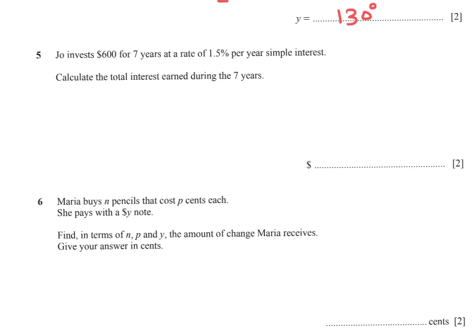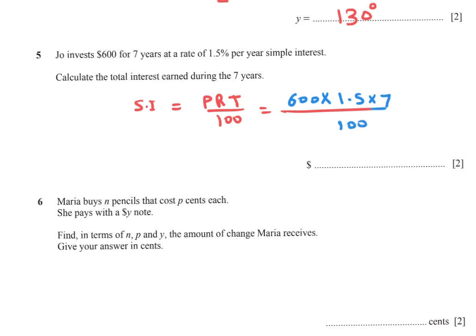Number 5, Joe invests $600 for 7 years at a rate of 1.5% per year simple interest. Calculate the total interest earned during the 7 years. PRT over 100 is the formula for the simple interest. So 600 times 1.5 times 7 over 100 equals $63.